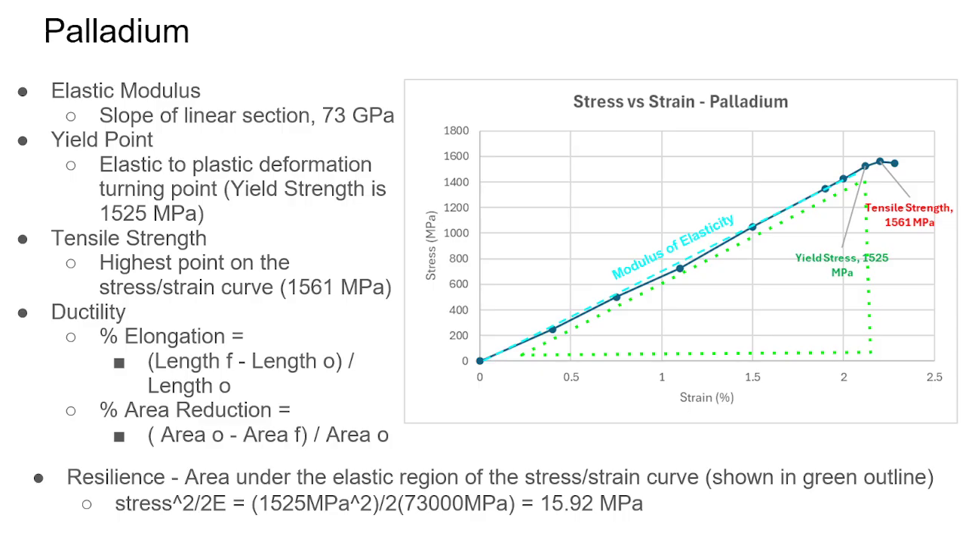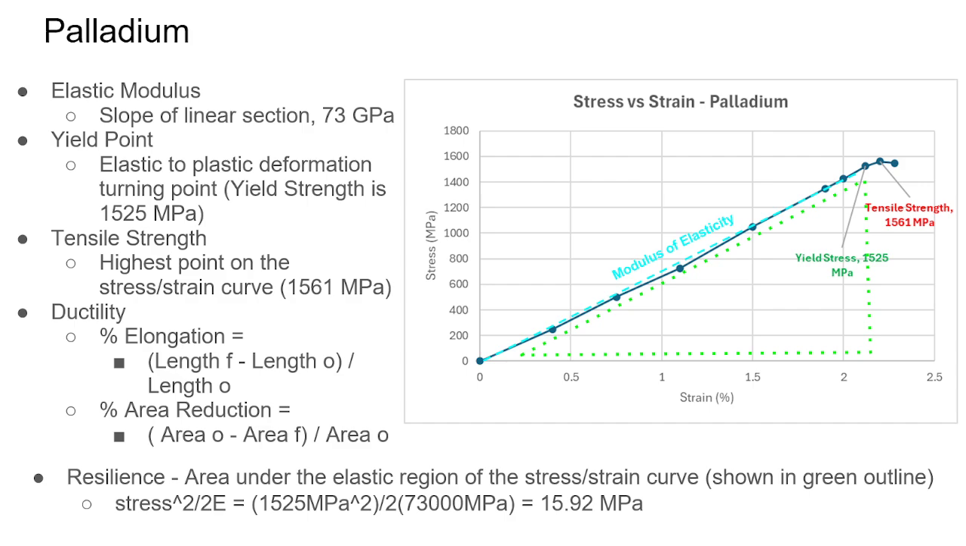Okay, so the next metal that we looked at was palladium. The first thing that we found was the elastic modulus for palladium. So we got the slope of the elastic or linear region of the stress strain curve, and that turned out to be 73 gigapascals.